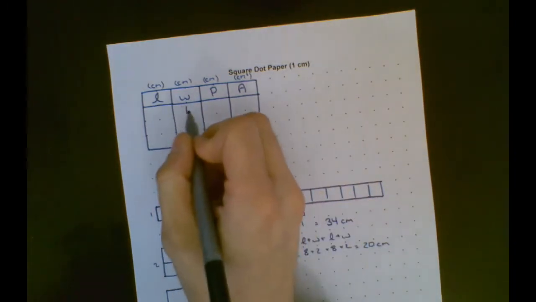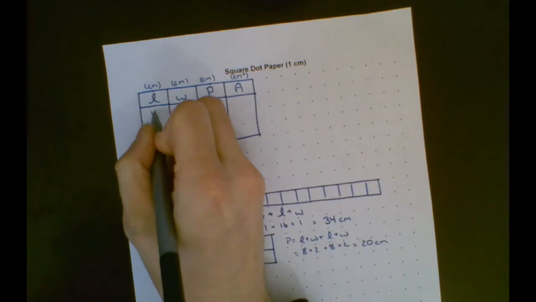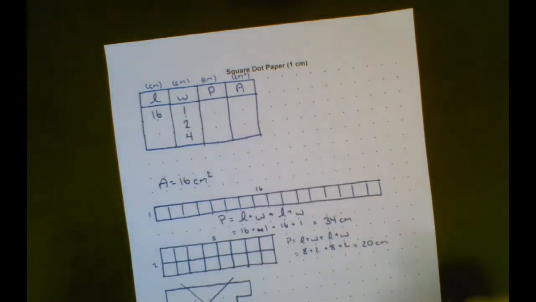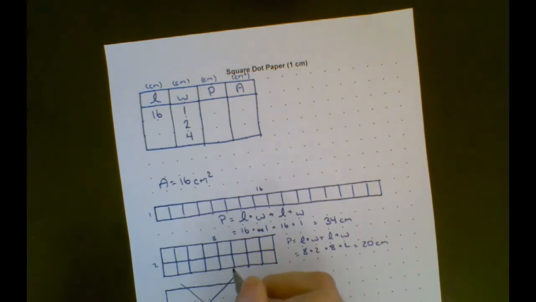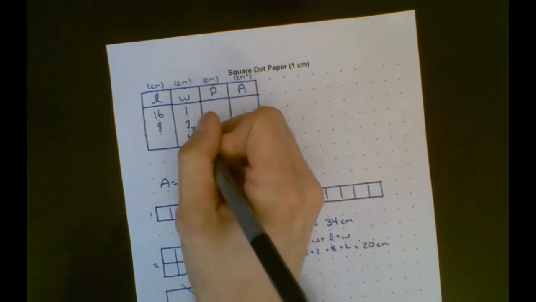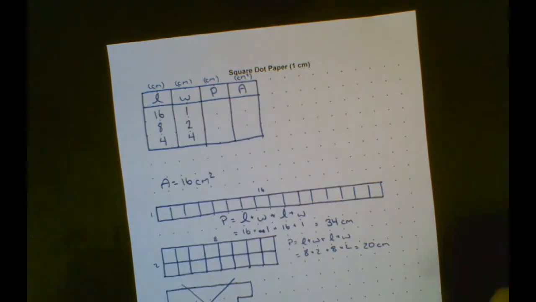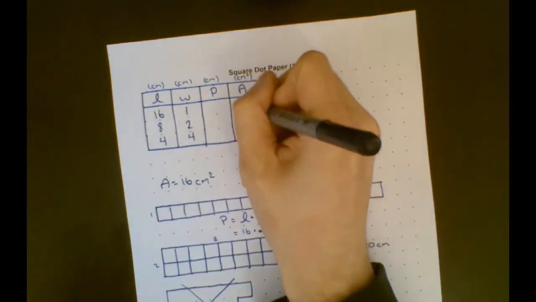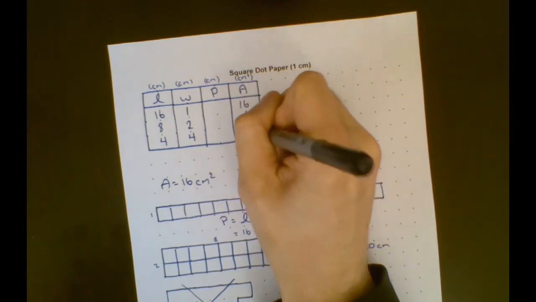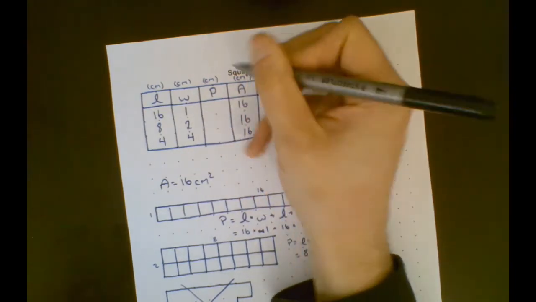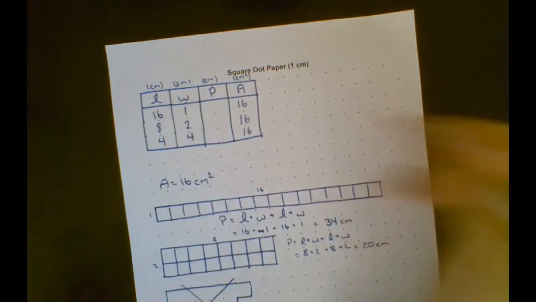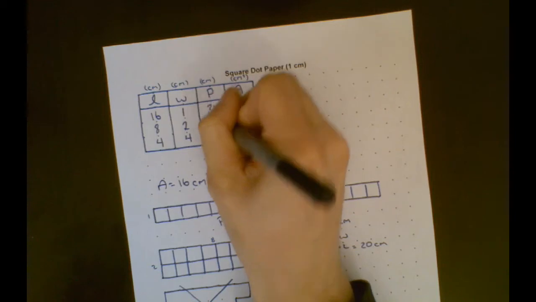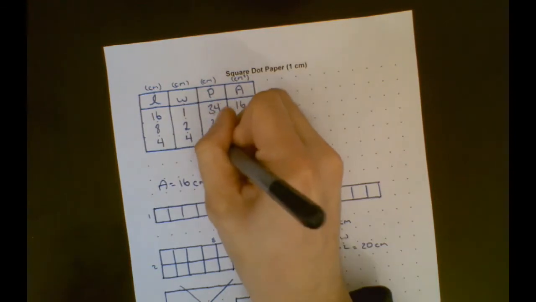So we have a width of 1 and a length of 16, a width of 2 and a length of 8, and a width of 4 and a length of 4. That area is going to be all the same at 16 centimeters squared. I've got my units up here, centimeters, and centimeters squared for area. And then my perimeters are 34, 20, and 16.